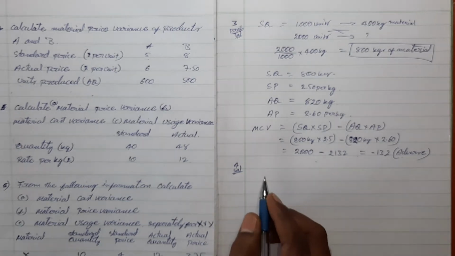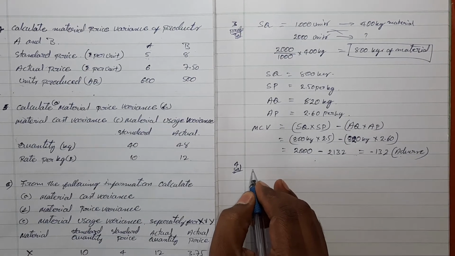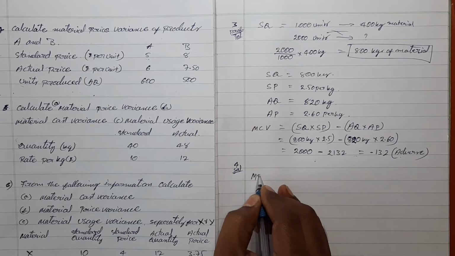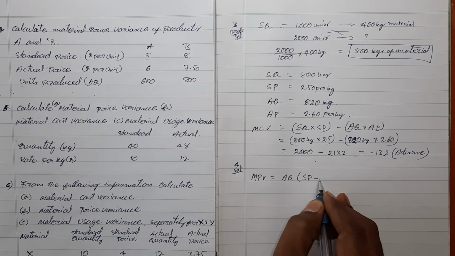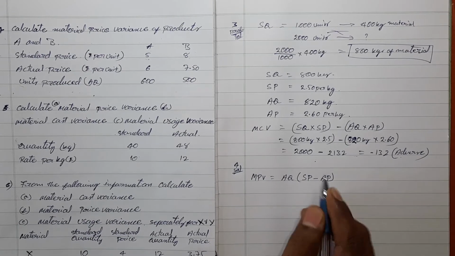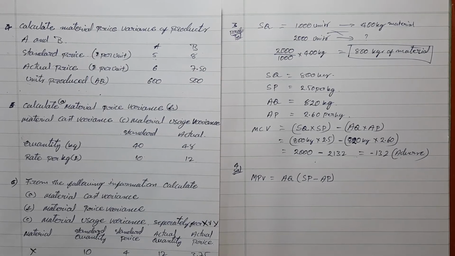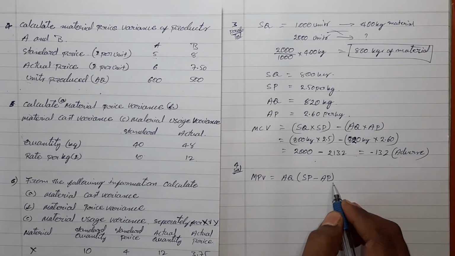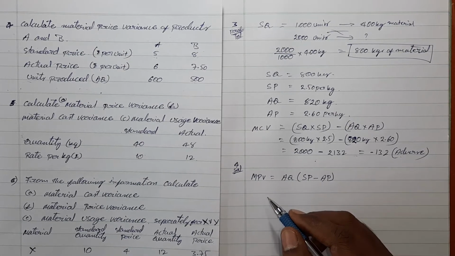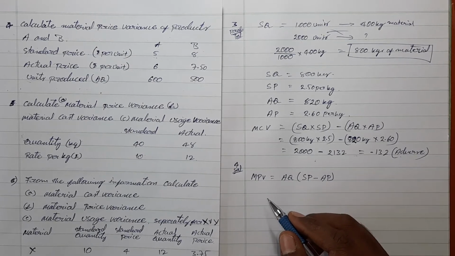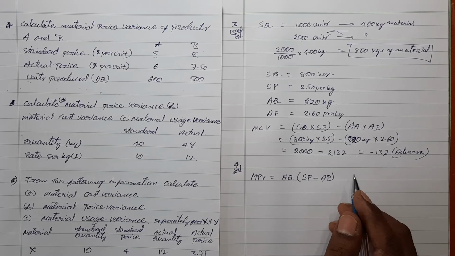So the material price variance formula is actual quantity into standard price minus actual price. You should be perfect in all the formulas we discussed in the introduction. Whenever you are perfect, then this chapter is very easy. If you don't know the formulas, it's very difficult. Before going to problems, you should be thorough with the formulas.